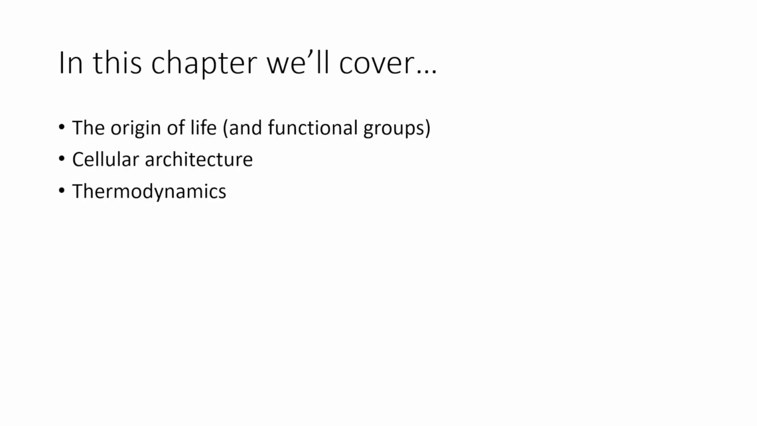So what are we going to talk about from this chapter? We're going to talk about 3 main topics, the origin of life, as well as a review of functional groups, which you learned in organic chemistry. We're going to talk a little bit about cellular architecture, the structure of cells, and we're going to talk a little bit about thermodynamics, which is looking at the heat of reactions as they occur.